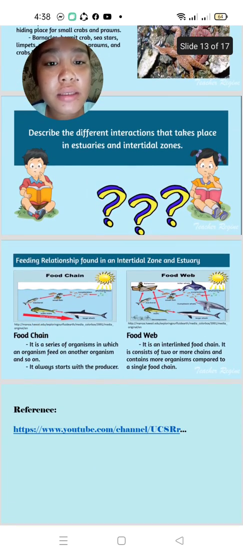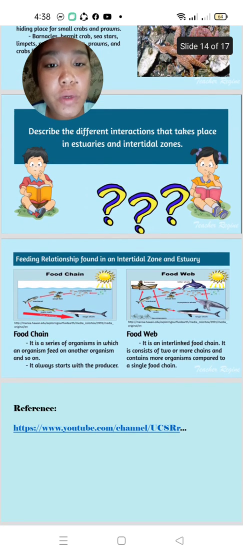Next, let's proceed to the other one. Describe the different interactions that take place in estuaries and intertidal zones. So we have here a food chain and a food web, the feeding relationships found in intertidal zones and estuaries. The food chain is a series of organisms in which an organism feeds on another organism and so on. And it always starts with the producer.